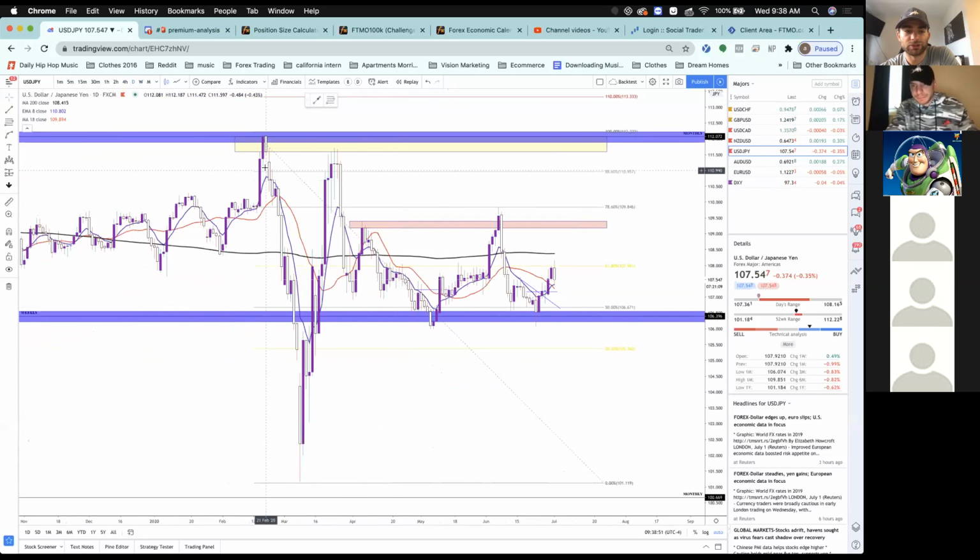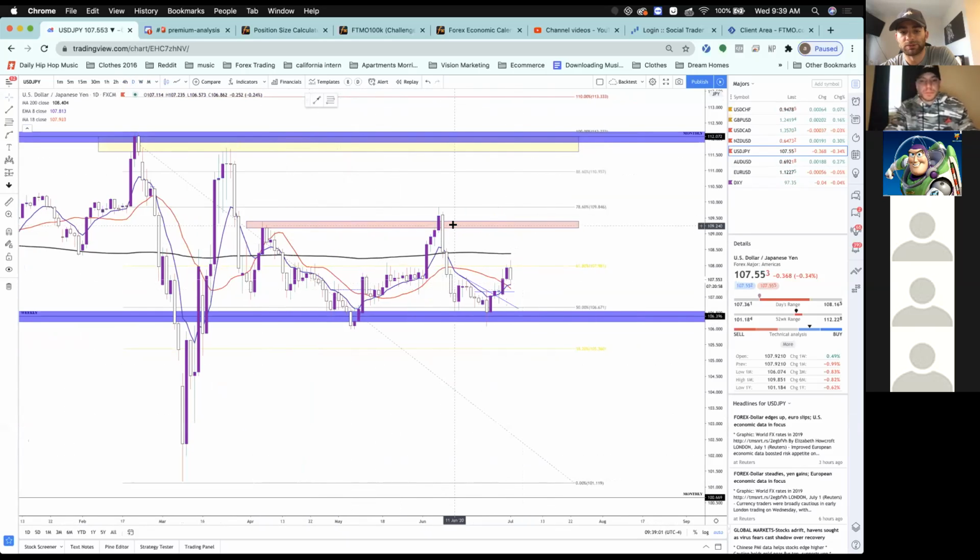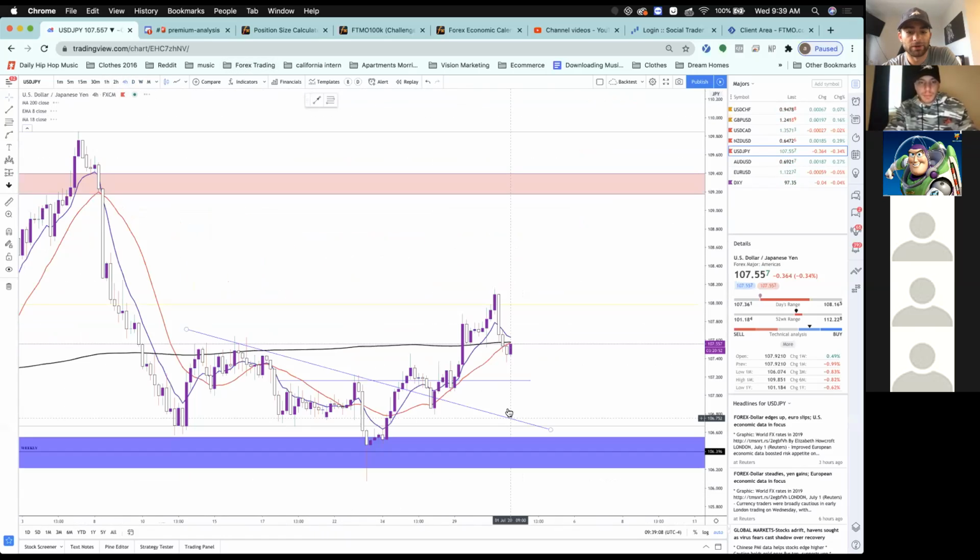Now let's look on the daily time frame. Daily time frame structure overall made this low, made this lower high here because of this cross, came back, retested this lower high. So we had a double top in this area. On the daily time frame, until this level is broken, structure is bearish. Let's go to the 4 hour.